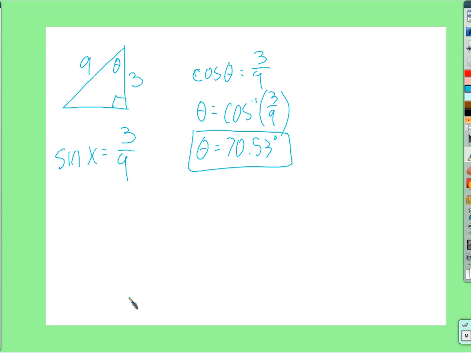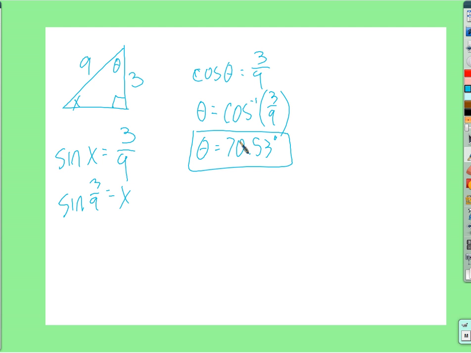The other angle, this guy down here, has a sine of 3 over 9. So there's another angle. You could say that's x, the sine of x is 3 over 9, the inverse sine of 3 9ths. We would use that angle as 0.9. That would be the same thing as 7.53.